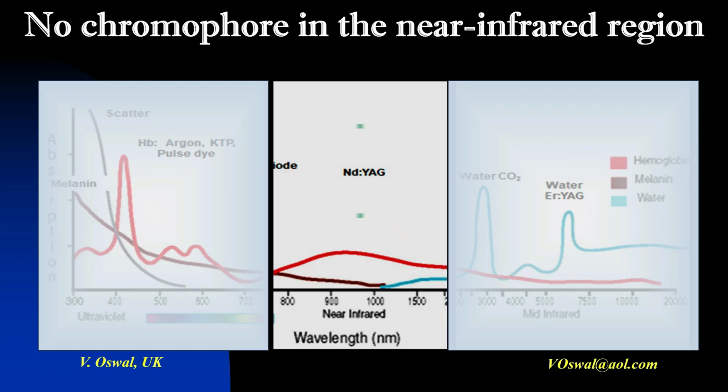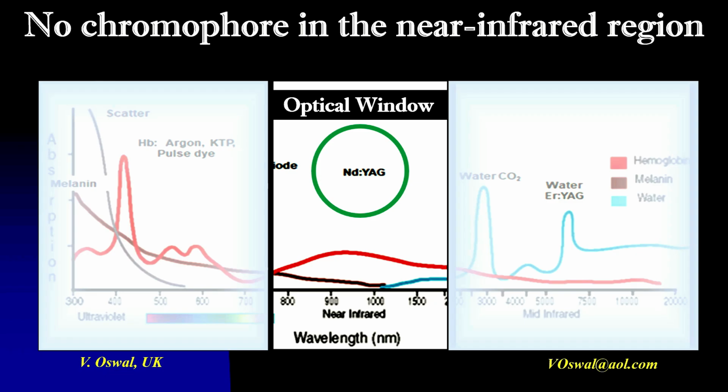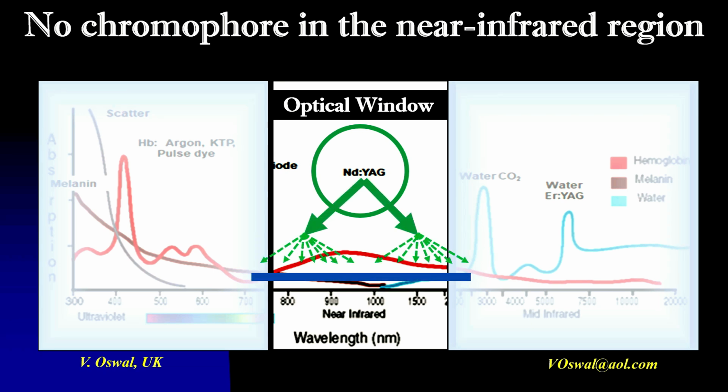The Nd:YAG laser emits light in the near-infrared region, which lacks a specific chromophore. This region is referred to as the optical window. Because the energy from the Nd:YAG laser is not absorbed by the tissue lacking in the chromophore, it can penetrate deeper where it scatters. This characteristic makes it useful for treating solid malignant tumors.